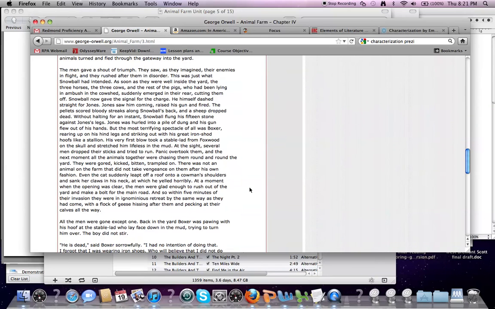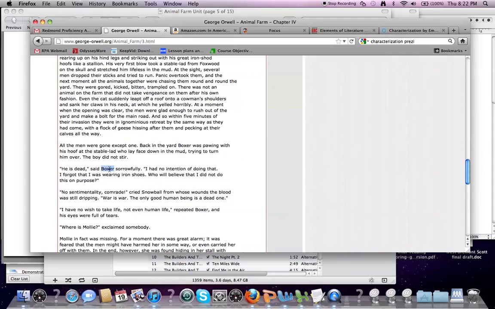The men essentially storm Animal Farm, right? They storm Animal Farm, and the animals fight back. And at one point, Boxer kicks one of them in the head and kills him, right? And one of the lambs is dead, right?